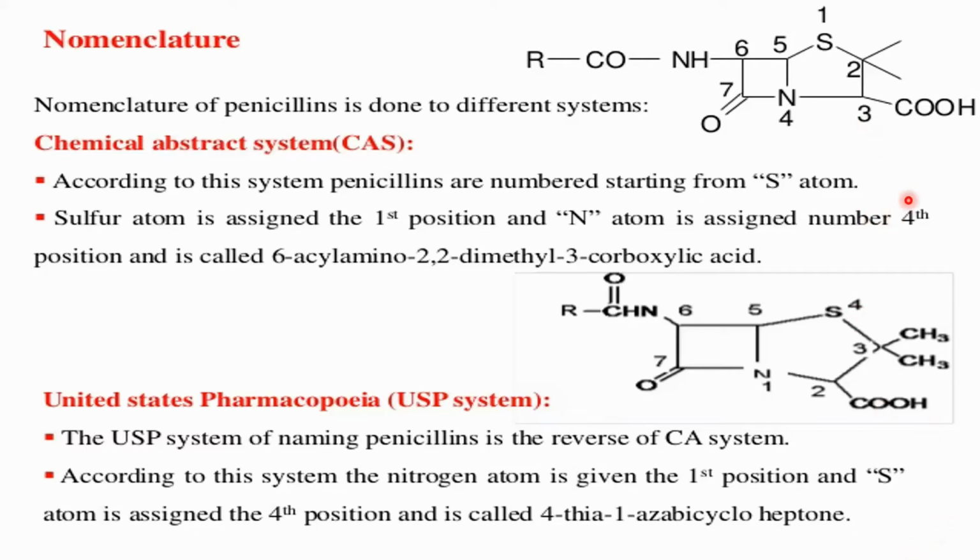So here you can see the difference between these two nomenclatures. In the first case, the sulfur gets the first number. In the other case, the nitrogen gets the first number or first position. So the name of this structure according to the United States Pharmacopoeia is 4-thia-1-azabicycloheptane, and according to the chemical abstract system, the name is 6-acylamino-2,2-dimethyl-3-carboxylic acid.